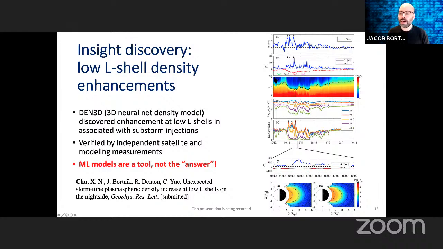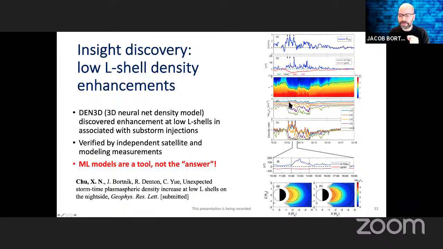Panel C shows you the plasma density on the noon-midnight plane. I think this is actually the day side. And in color is shown the log of the density itself, and you can see the plasmapause. And when the storm hits, the plasmasphere erodes as it should. We understand that behavior well. But look at what happens with the low L shells. We see these enhancements. And at first, I did think that this was a glitch, an error of the model. It was doing something that it should not be doing.